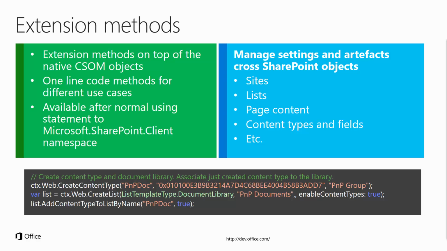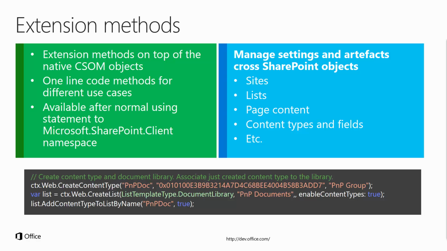Then on the following line, we're using the create list method, which is not a native CSOM method. It's again part of the core component method, which you can use to easily create new lists and libraries, just using a single line of code. So in this case, we're using create list and list template type document library. So we're going to create a document library called BMP documents, and we're going to enable the content types within that document library.